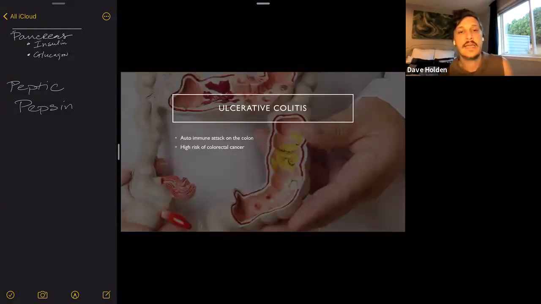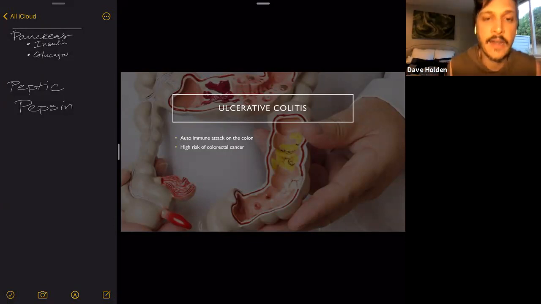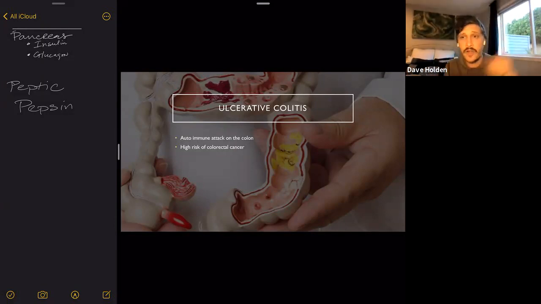Ulcerative colitis is thought to be caused by an autoimmune attack of the colon. So it's your own immune cells that are going ham for whatever reason. And again, because they're suffering prolonged, sustained inflammatory damage, these people are at a higher risk of colorectal cancer. Remember, if you've got cells that are having to regenerate more often than usual, those cells typically become more prone to cancer.